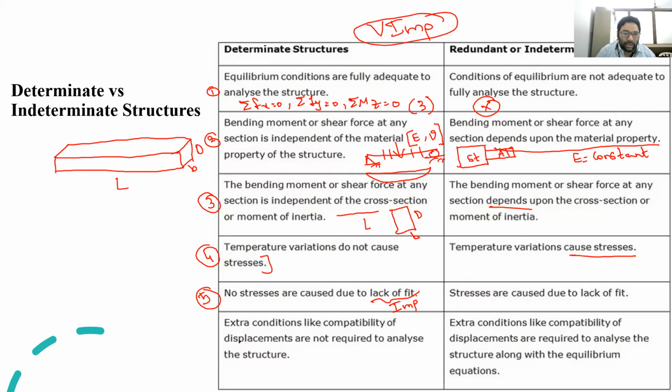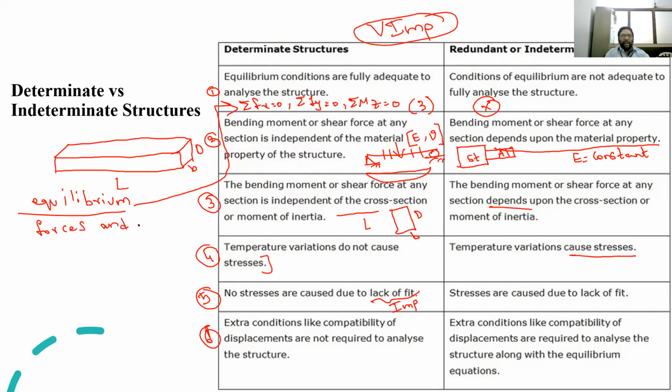So moving forward, the sixth and last point here is that extra conditions like compatibility of displacement are not required for determinate structures. But in indeterminate structures, you need compatibility as well as equilibrium. Now let us see the difference between equilibrium and compatibility. You might get the doubt. So what is equilibrium? Equilibrium is talking about these three equations, which are related to forces and moments.